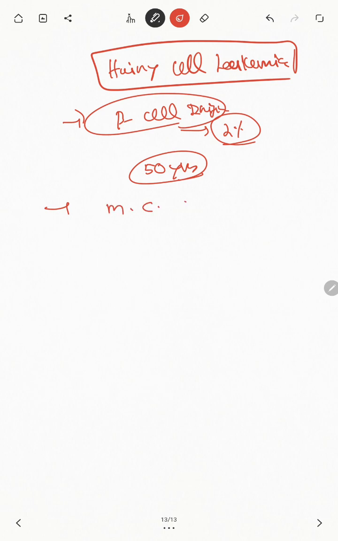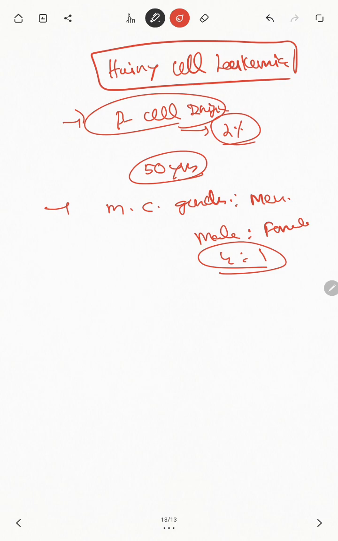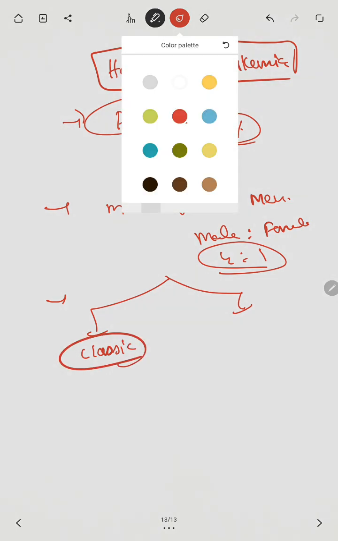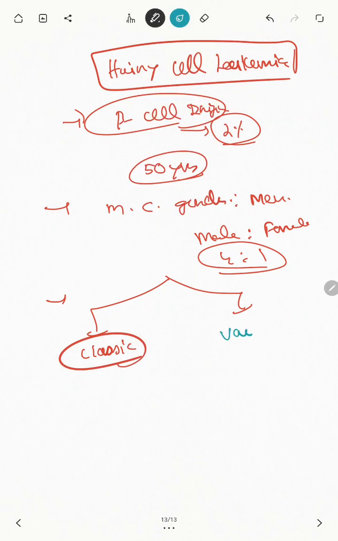Moving on to the most common gender, it is more common in men. The male to female ratio is 4:1. The reason is not known. Next important point is that there are two types. One is the classical hairy cell leukemia, and the other is the variant hairy cell leukemia.